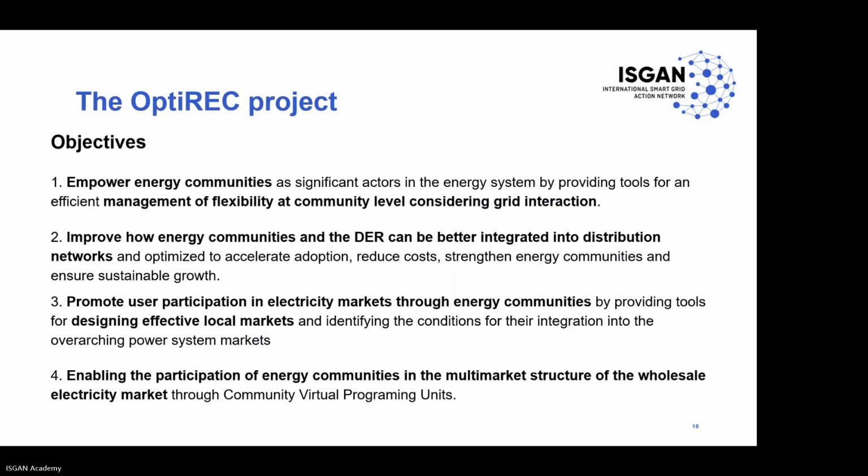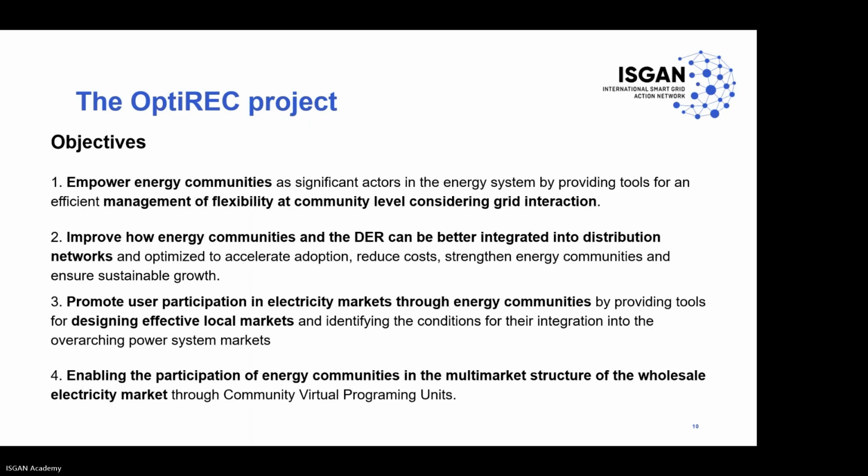The main objectives of the project are the empowerment of energy communities as significant actors in the energy system by providing tools for an efficient management of flexibility at the community level, considering the grid interaction. The improvement on how energy communities and distributed energy resources can be integrated into the distribution networks in order to optimize their adoption, reduce the costs, and also strengthen the energy communities and ensure a suitable growth.